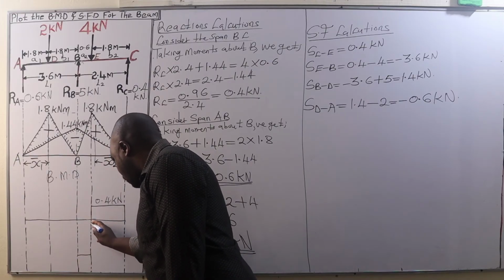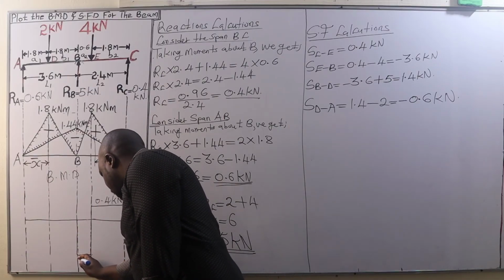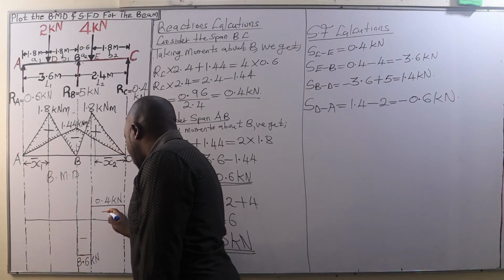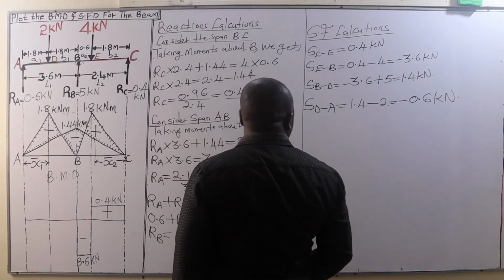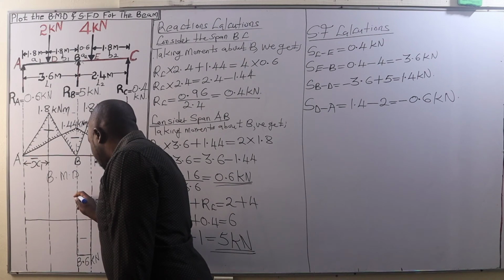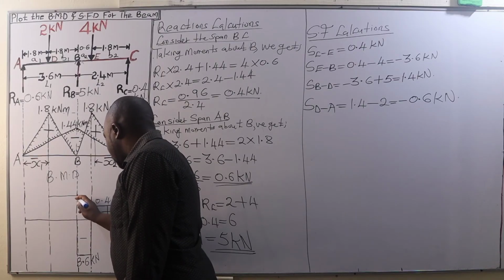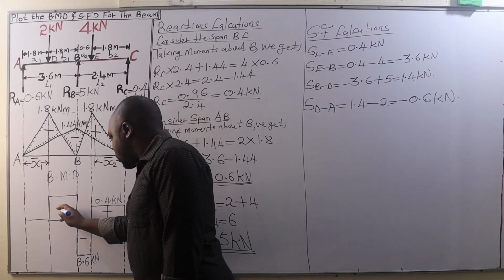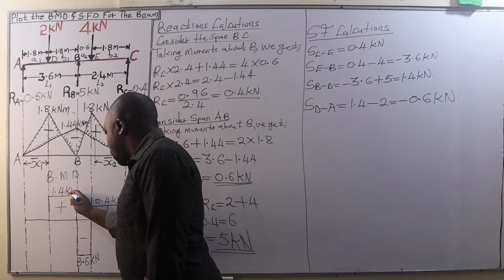So we are going to have a shear force of 3.6 kilonewtons, which is negative shear force. This one is a positive shear force. The shear force between B and D, 1.4 kilonewtons. So 1.4, let's approximate it to be at that point. So we are going to join with a straight line, and we drop to the line of origin. So this is a positive shear force, a shear force of 1.4 kilonewtons.